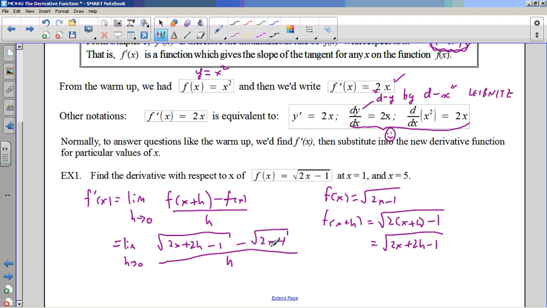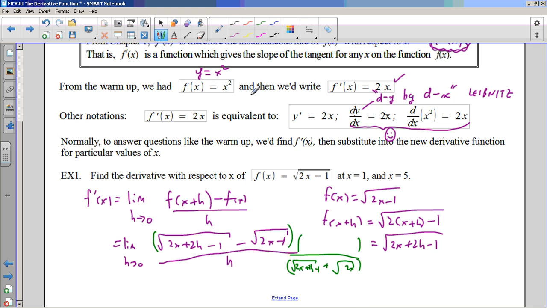Notice that if I put in h equals 0, I'm going to get 0 over 0. So this is one of those indeterminate forms. And so what am I going to do? Well, hopefully it's your instinct that when I have roots, I multiply by the conjugate. Well, what's the conjugate? It's that thing plus that thing. Well, this is 2x plus 2h minus 1, and this is 2x. And oh boy, what a mess.